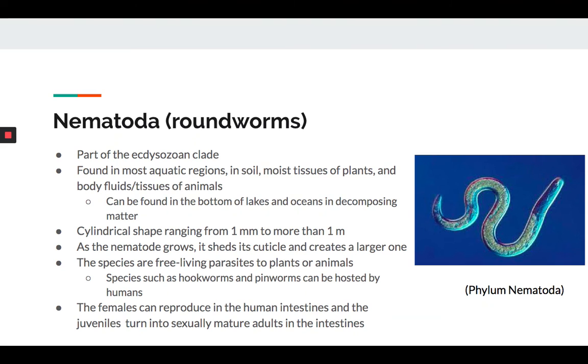They lack a circulatory system, and the nutrients are distributed through their body through fluid in the pseudocoelom. As the nematode grows, it sheds its cuticle and creates a larger one. This group includes free-living species and parasites of plants or animals, and species include hookworms and pinworms and can be hosted by humans. The females can reproduce in the human intestines, and the juveniles turn into sexually mature adults in the intestines. There's a total of 50 different species of nematodes that can be found in humans. We get them through eating a variety of different raw or uncooked meats.